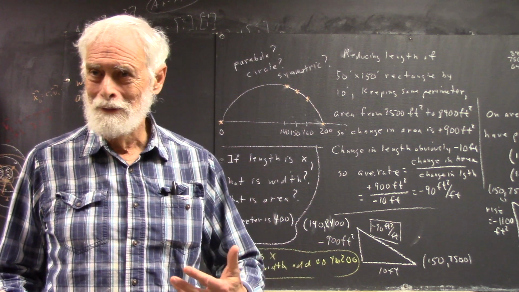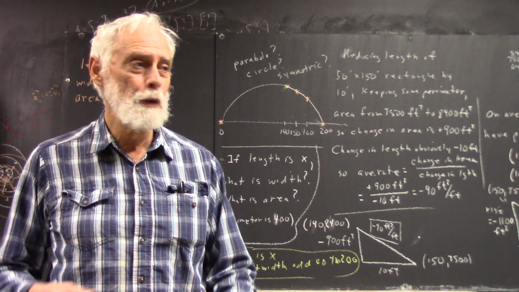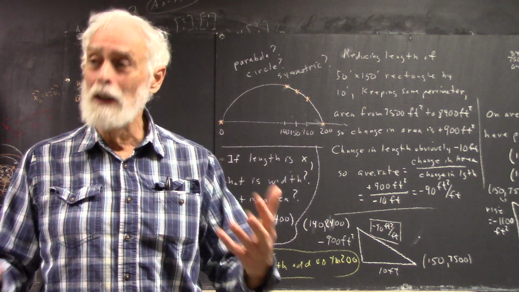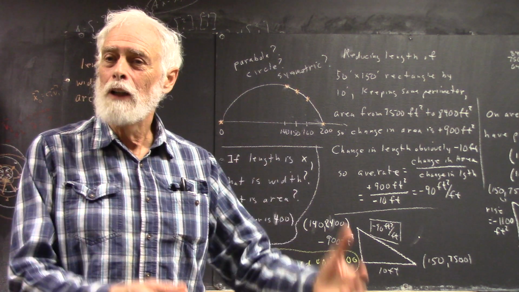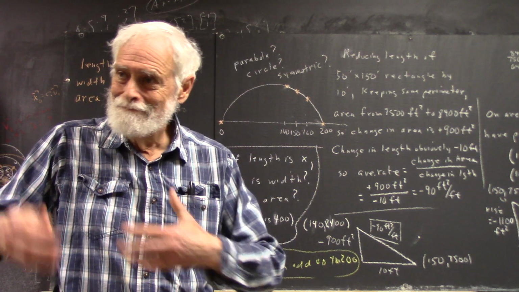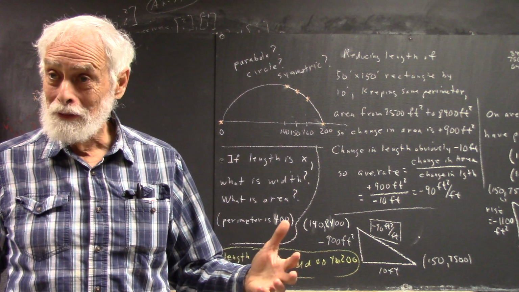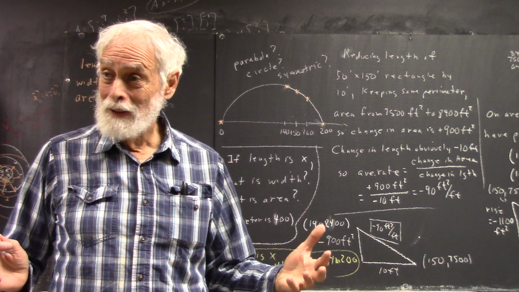Subtracted what from 200? Subtracted 120 from 200. Okay, what do you call 120? It's the length. So you subtracted the length from 200, right? Now, that's a fairly complicated set of connections. It's not trivial.